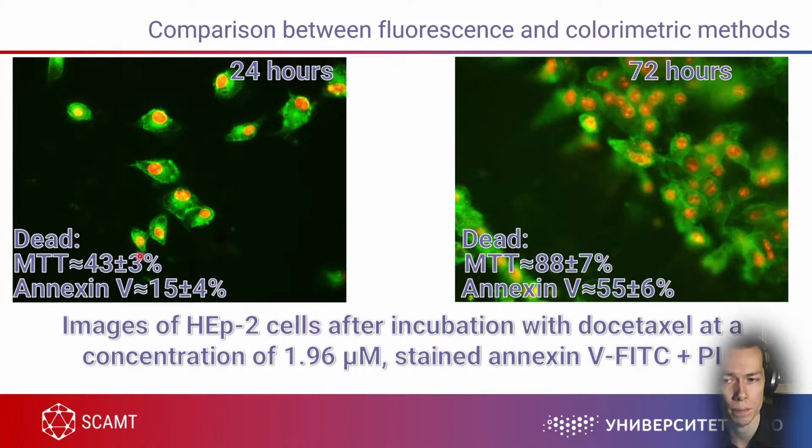Very strange. And after 3 days of incubation, we see according to MTT almost every cell is dead, but according to annexin staining, just half of them are dead. Why? Well, the difference is not 3 times, but still a 30% difference. How to explain this? Because we need some specific number, how many cells are dead.